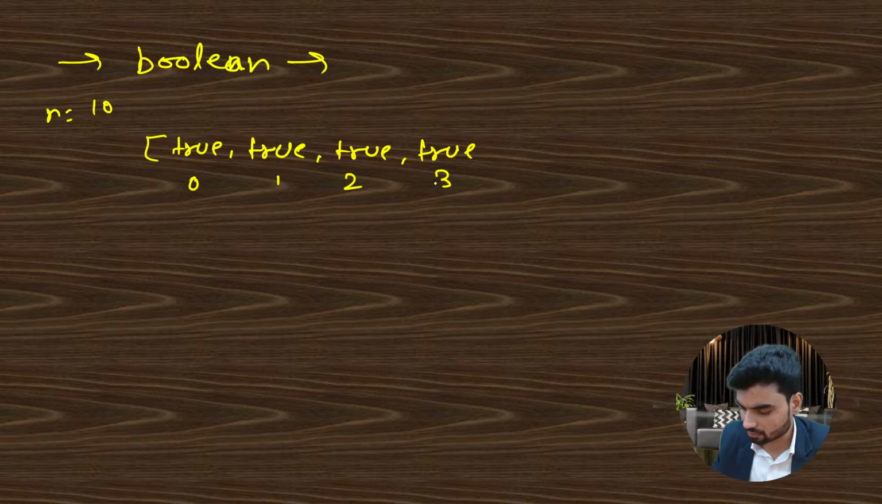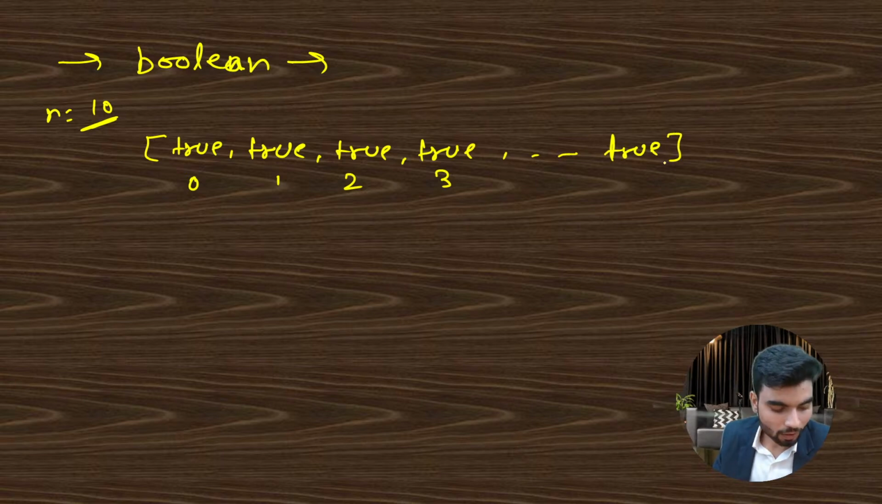Till the ninth index, right? Because we are creating till n, and the last one is excluded, so till index 9 we'll do an array of size 10. So at the end, I'm creating an array of n size, and I'm automatically filling all the values with true. I'm assuming all the numbers are prime. So the last index will be 9.